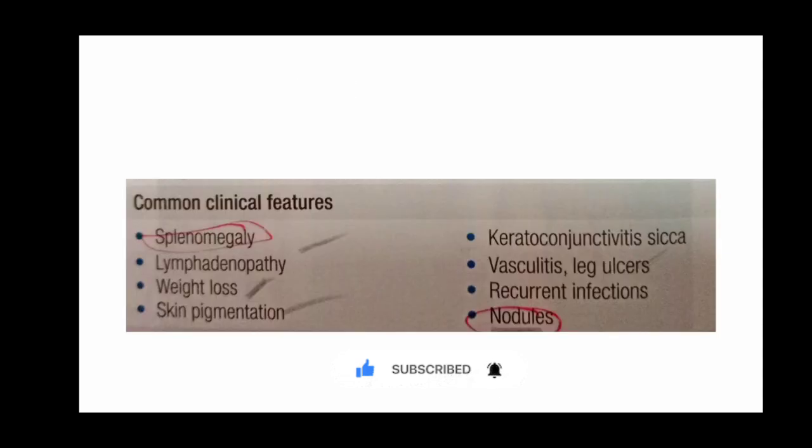The common clinical features are splenomegaly, lymphadenopathy, weight loss, skin pigmentation, keratoconjunctivitis sicca, vasculitis, recurrent infection and nodules. The triad of Felty syndrome is splenomegaly, nodules and neutropenia. This is the triad of Felty syndrome.